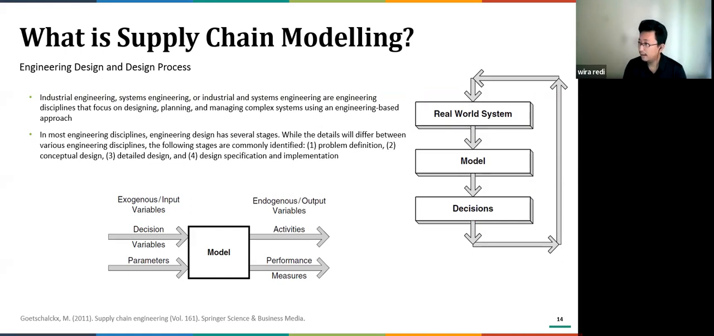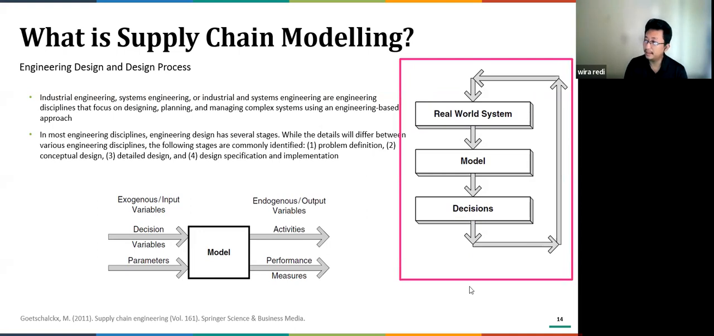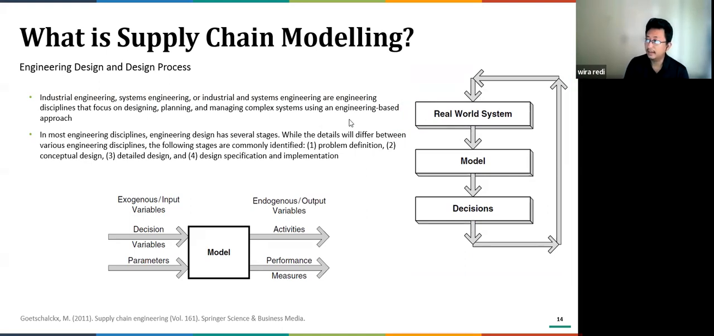If you have a chance to implement it later on when you work, and apply it in practice, you can revise it along the way, because the decisions that you suggest to the decision maker, if really applied, will impact the real world system. And then you need to recreate the models after it's impacted.